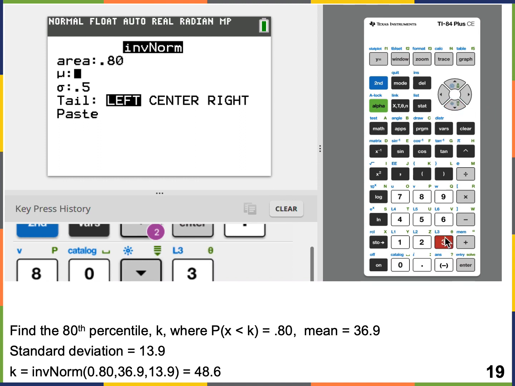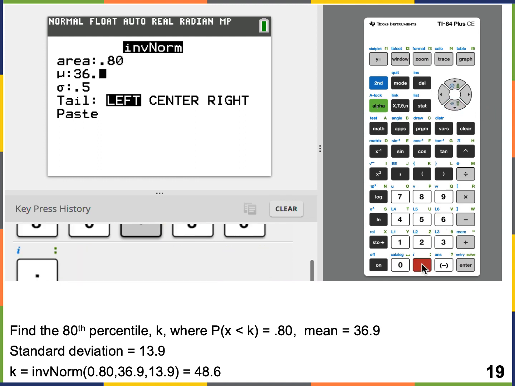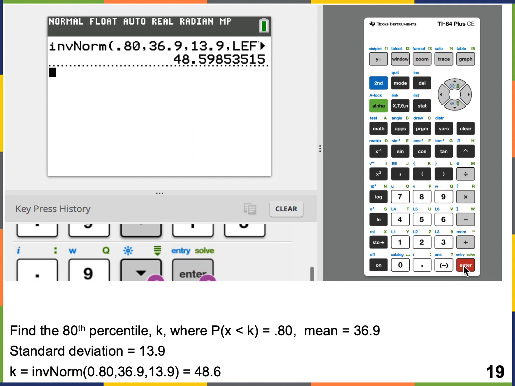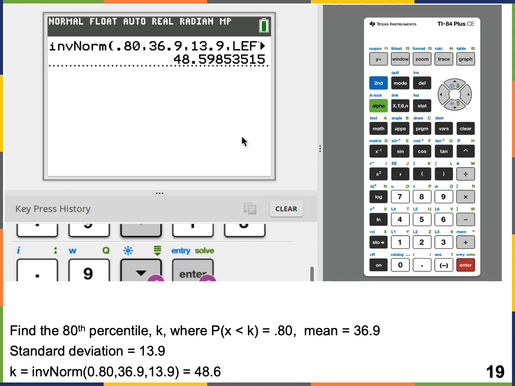Our mean in this situation is 36.9. Our standard deviation is 13.9. We're looking to the left, and you just hit paste. Boom, there it is. Your value k such that the area to the left of k is 80% of the entire area underneath the curve is 48.6.